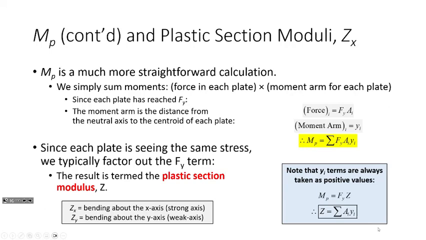So it's the same thing. Okay. So all we do for plastic moments is we just take the force in each plate multiplied by the moment arm. Now here's where things between reinforced concrete design and steel design start to break down, and it actually makes the steel calculation a little bit easier.